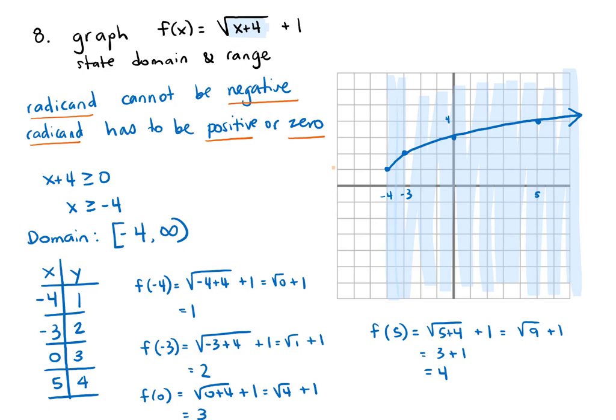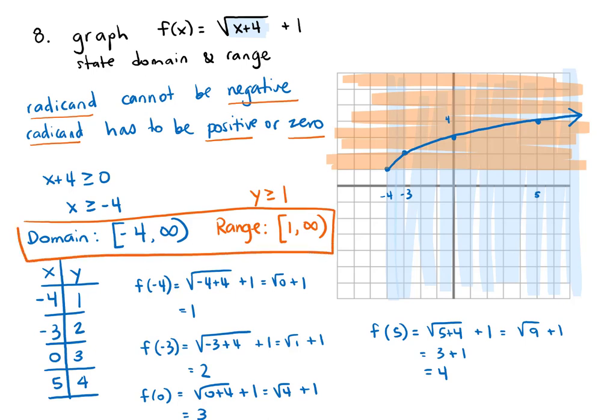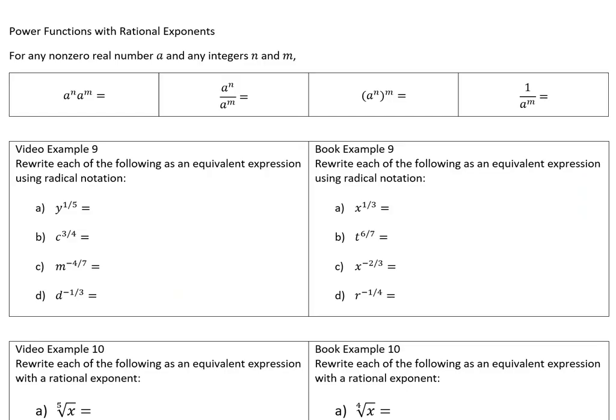But for our range, it's the lowest of our y values and then all the y values beyond that. So the lowest value is y is equal to 1, and then we're going to go up to positive infinity. Algebraically, you would say y is greater than or equal to 1. But we can put it in interval notation. Our domain and range are right here. We've graphed it and we've stated the domain and range, so we're done with question number 8.